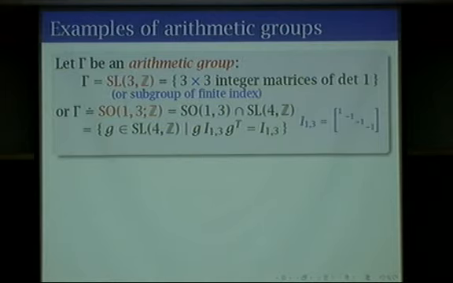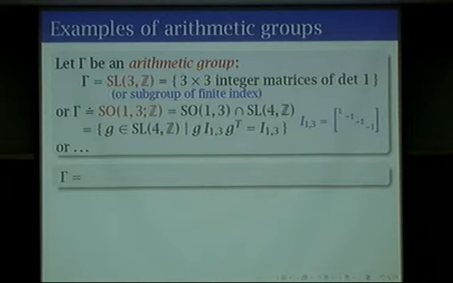But those aren't the only arithmetic groups. I said gamma should be an arithmetic group. Well, it's something like that. It's some group, and then you take the integer points. So let me just say that briefly. In general, to say that gamma is an arithmetic group means it's the integer points of some group G.